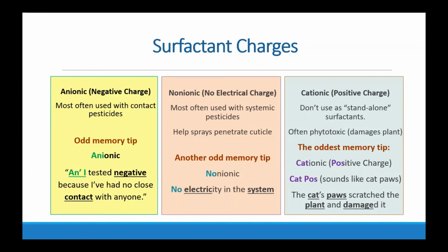Cationic is a positive charge. Don't use these as standalone surfactants. They're often phytotoxic and they can cause plant damage. Cationic is a positive charge. Cationic sounds like cat paws. The cat's paws scratched the plant and damaged it.